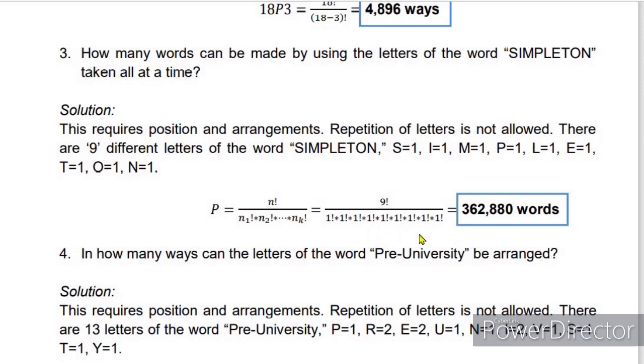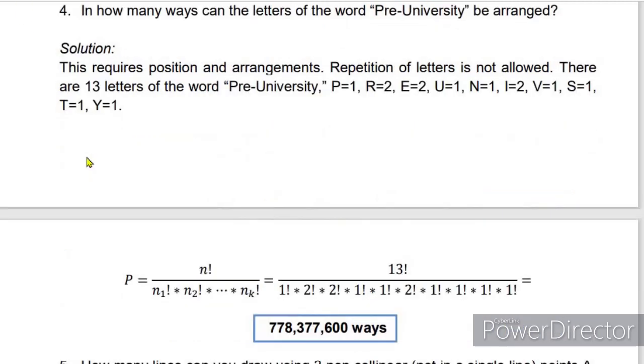So it is equal to 362,880 words. Okay, next, number 4. In how many ways can the letters of the word pre-university be arranged?